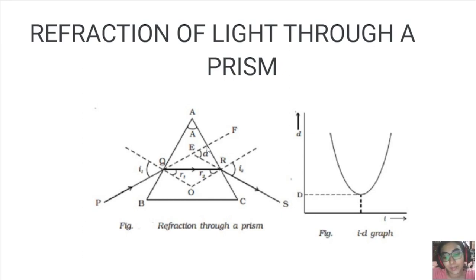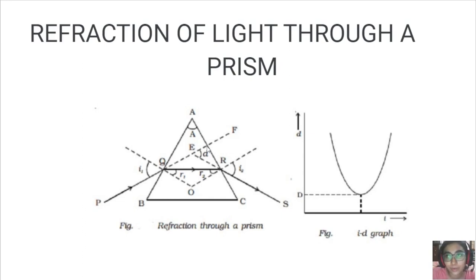Similarly, hypermetropia we talked about, where it was the opposite. It was farsightedness. The person had problem in seeing near objects. In that case, the corrective lens was convex lens. So we talked about how refraction happened in human eyes.